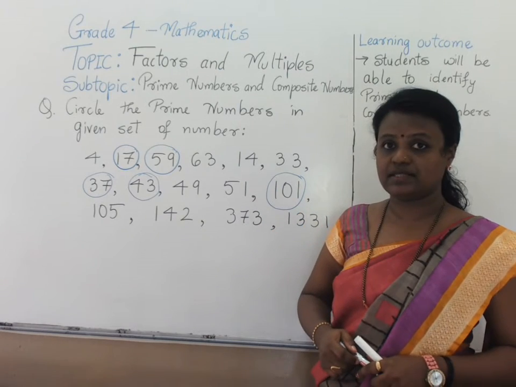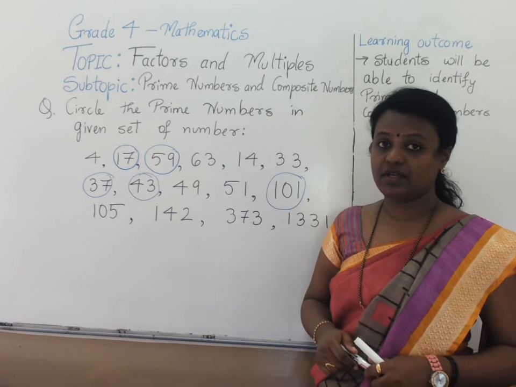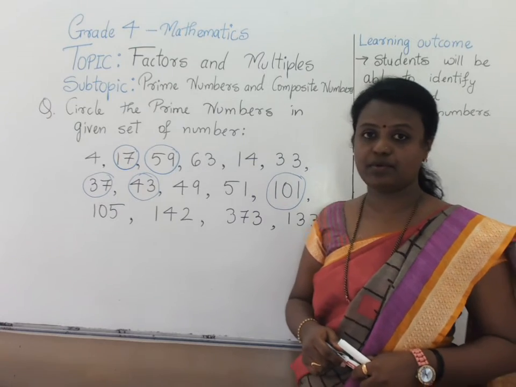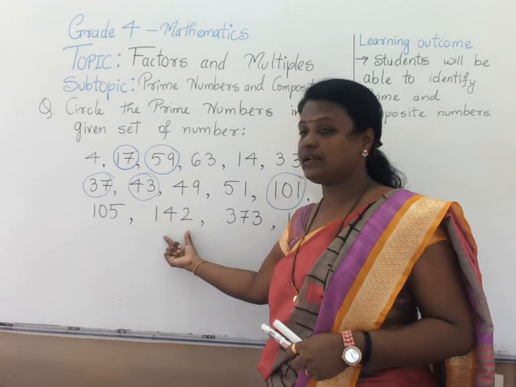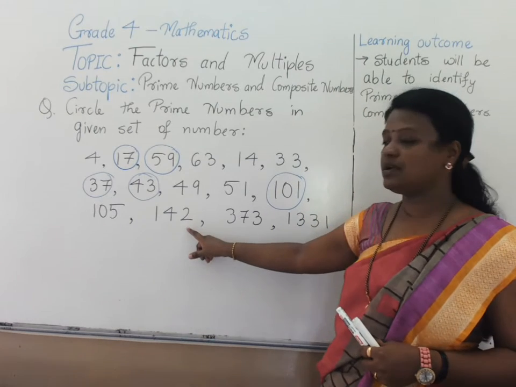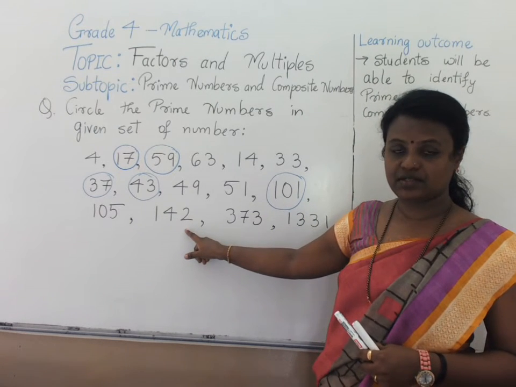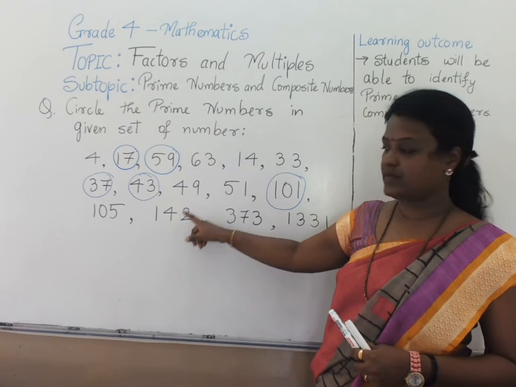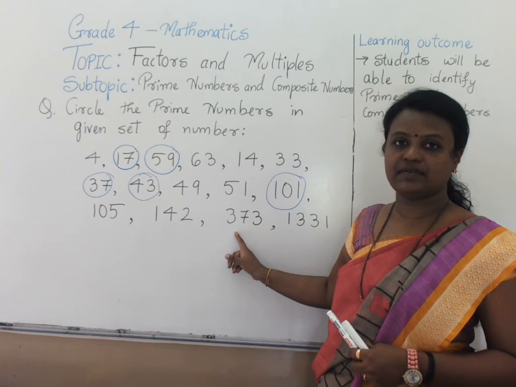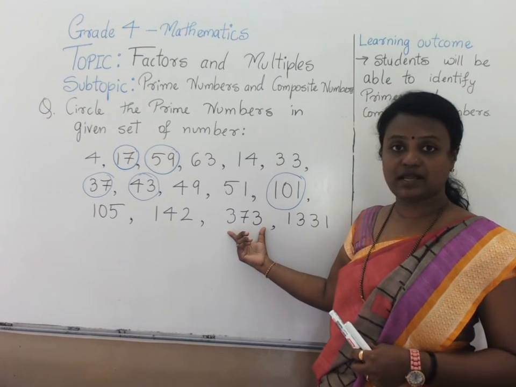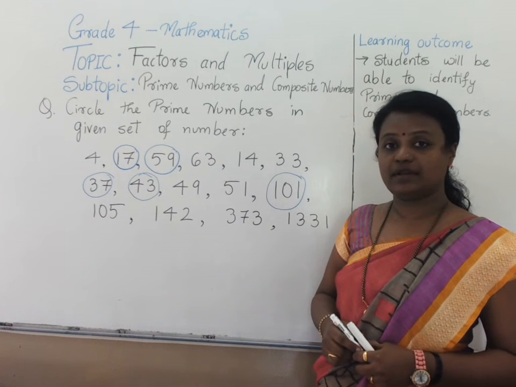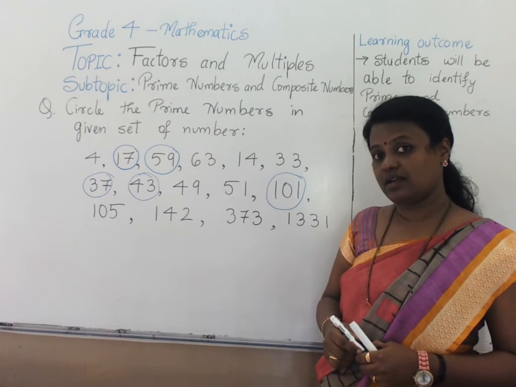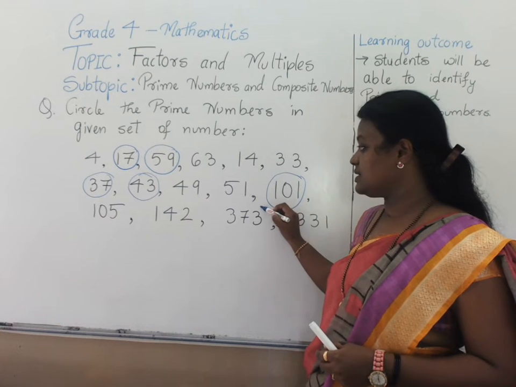105. As you can see, the units place is 5. So it will be divisible by 5. So 105 is a composite number. 142. Very easily you could make out the units place is an even digit. So it is divisible by 2. So 142 is a composite number. Let us check with 373. This number seems to be large. Whenever you come across a 3-digit number, try to divide in all the possibilities. When you check, you note that yes, it is a prime number.